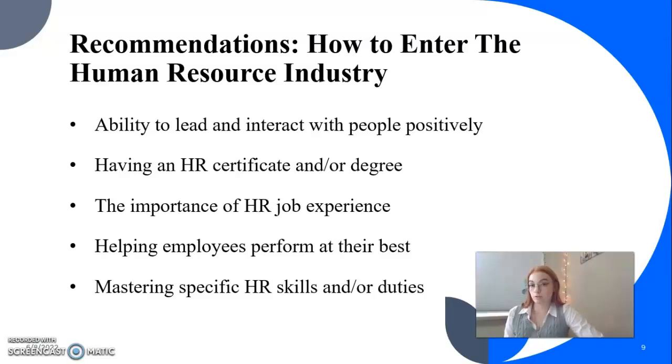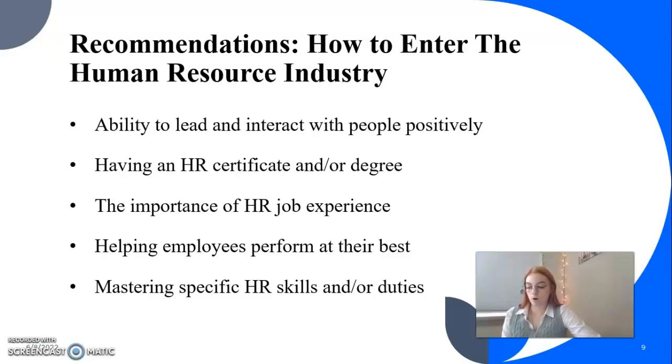Recommendations on how to enter the human resource industry. Mrs. Hooper provided some very helpful recommendations for entering the human resource industry and advice to consider before deciding to enter the HR industry. Some of that advice would be that you should only enter the human resource industry if you enjoy working with people, and if you feel you can help to support them and lead them in a positive way. You should really care for people and want to see them succeed.